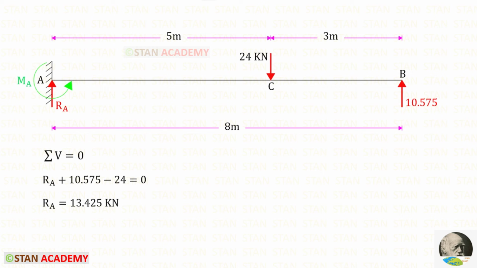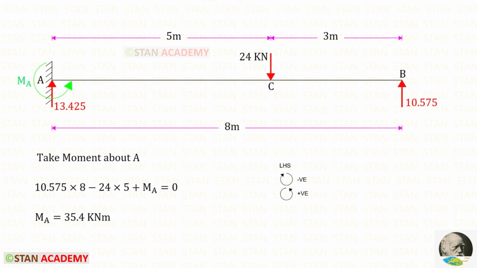Now let us apply the rule sigma V is equal to 0 and find RA. Let us take a moment about A and find MA. RB is acting in the anticlockwise direction so that it will be positive and the distance is 8. The point load is acting in the clockwise direction so that it will be negative and the distance is 5. Let us assume that MA is acting in the anticlockwise direction so that it will be positive. For MA, we will get a positive value. That means our assumption is correct. It is acting in the anticlockwise direction.